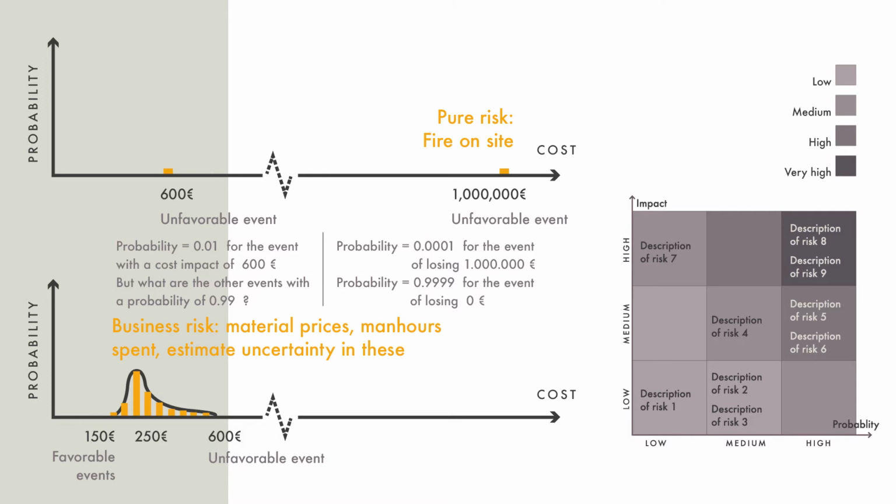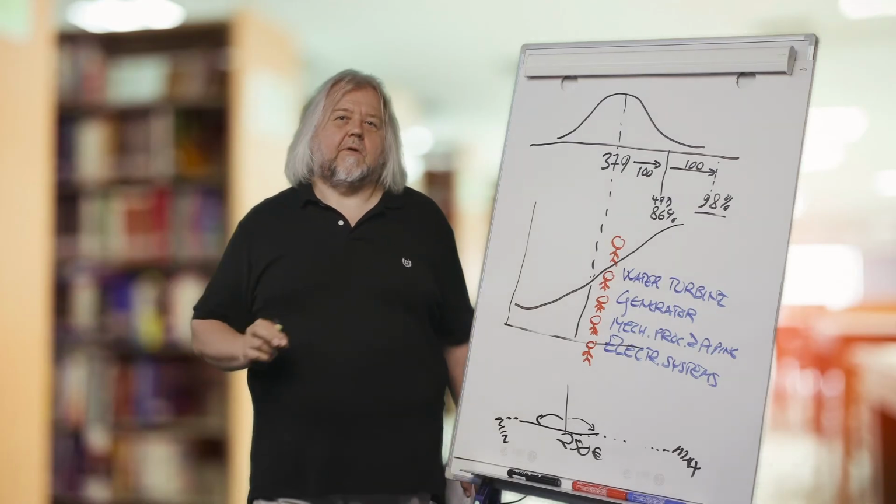In this picture, I want to underline a little bit the aspect of the favorable and unfavorable side of events that might happen. At the top part of this picture, we have depicted a pure risk, which can be, for example, fire on site. And that is really an unfavorable event. That is kind of an on-off event that has a really small probability of occurring. So if we have, for example, 0.0001 probability of losing 1 million euros for fire, then there is also the assumption that there is 0.9999 probability of not having fire. So this is kind of the favorable side.